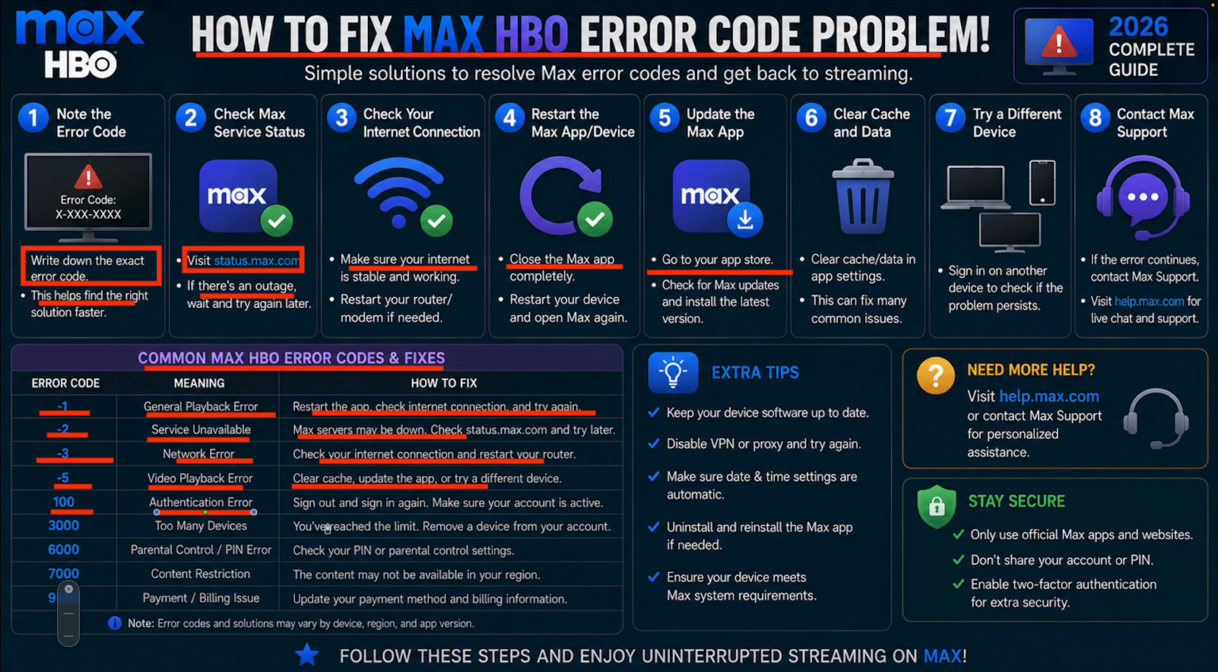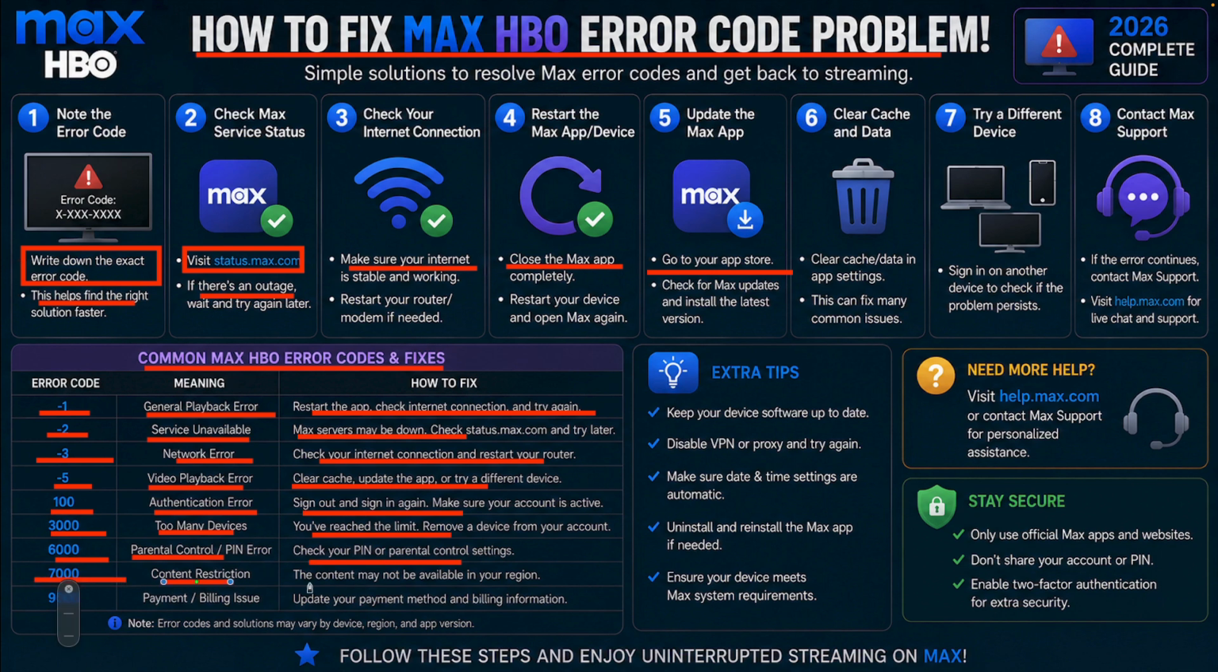100 is authentication error. Sign out and sign in again and make sure your account is active. 3000 is too many devices. You've reached the limit. Remove a device from your account. 6000 is parental control and PIN error. Check your PIN or parental control settings.